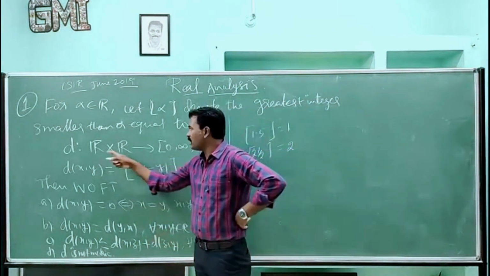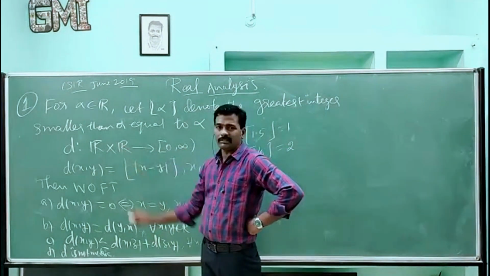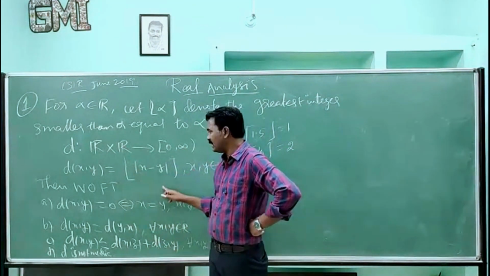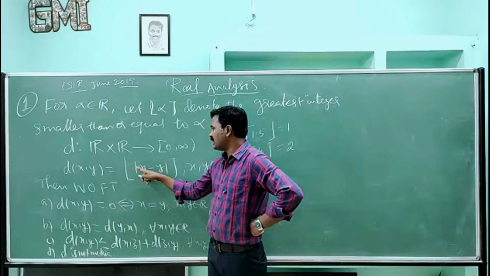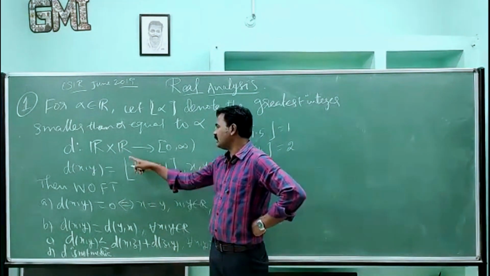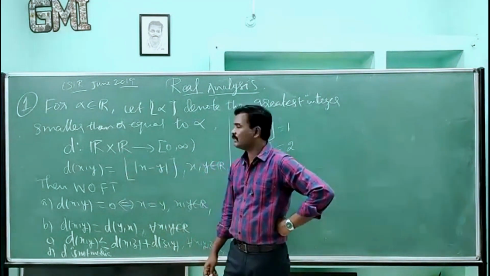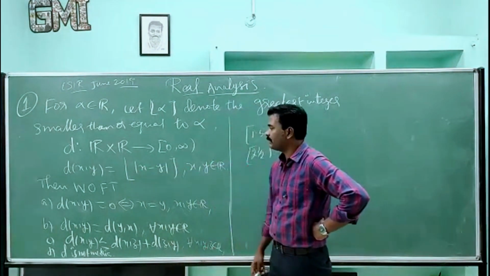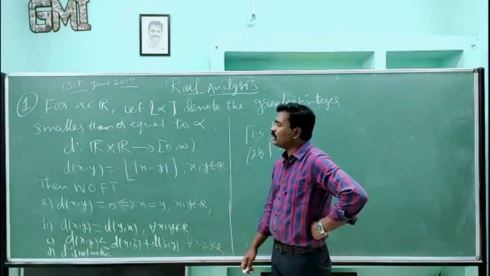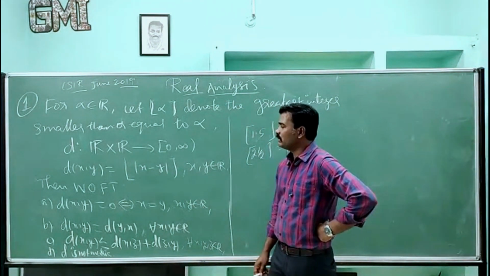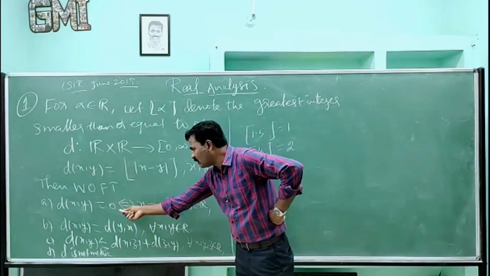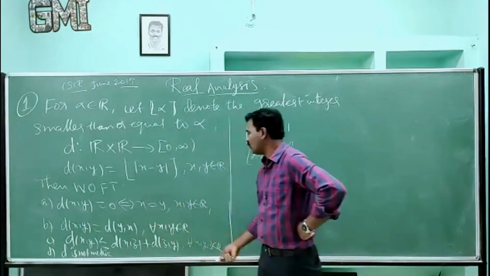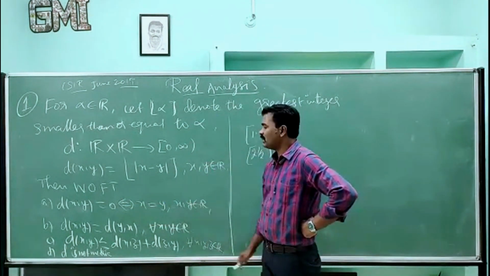So d goes from R cross R to this set. d is a function defined like this: given the modulus of x minus y, they take the greatest integer of it. Then which of the following are true? The first option: d of x comma y equals 0 if and only if x equals y, when x comma y belongs to R.